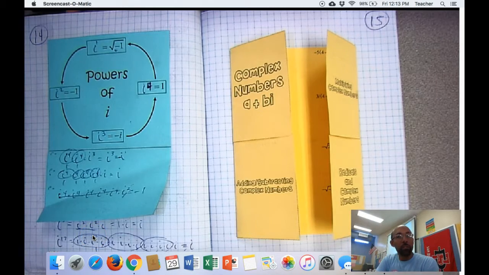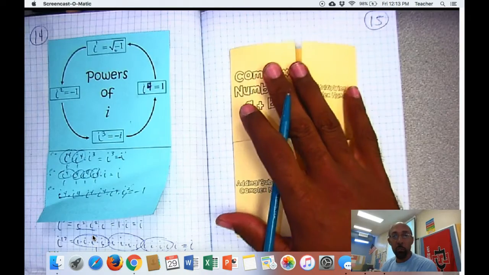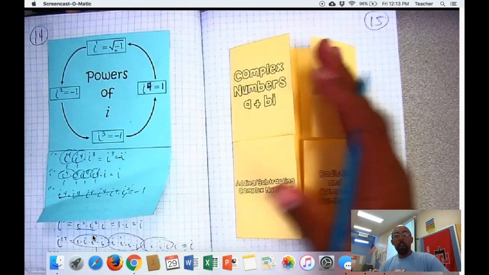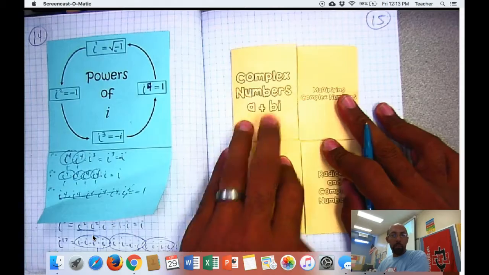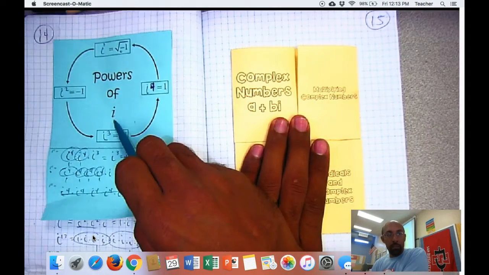All right, Algebra 2. So I got this Edpuzzle video for you to go over the notes that are on page 15, the ones you glued in before you left on Friday. Okay, so what we're looking at is complex numbers. So this is kind of the next step when it comes to the powers of i.